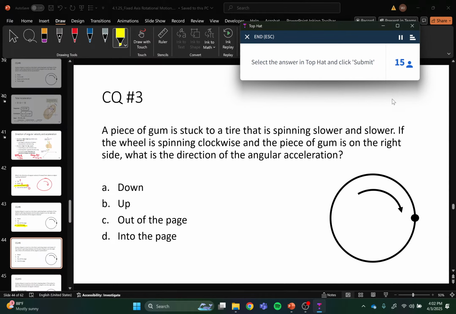You have to make two logical steps here. What's the direction of angular velocity? And is this helping or hurting it? That's the thought process.